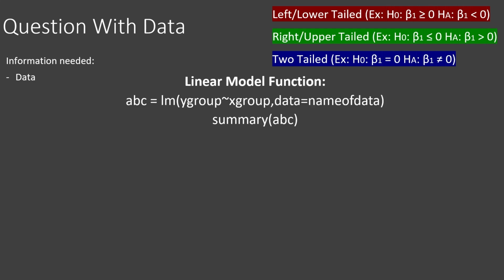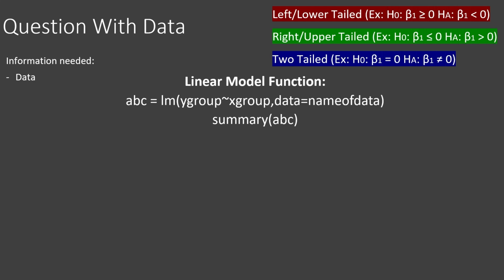And in a question with data, you're going to be given a CSV. To solve the question, it's pretty simple. First, you're going to use the linear model function. So first you name your linear model; I just used ABC. Then do equals lm of your y group tilde x group, comma, data equals the name of your data, so whatever the CSV is called.